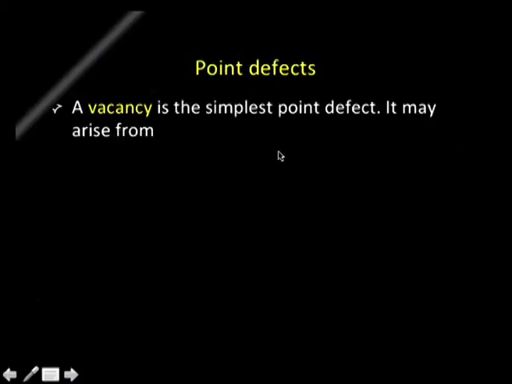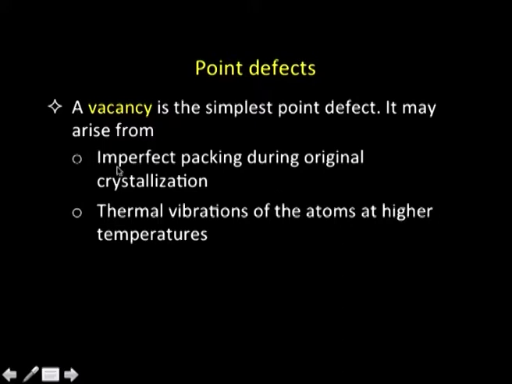Now, vacancy is the simplest point defect, and this can arise from imperfect packing during the original crystallization, or because of thermal vibrations of the atoms at higher temperatures. What can happen is, we have a lattice at a low temperature, everything is in order to a good extent, but if the temperature increases, the atoms are not stationary, they are vibrating at their positions. It may so happen that because of this energy coming from the temperature, some atoms might come out of their positions and create a vacancy. So, that is how a vacancy can be created. One is in the process of crystallization, second is because of thermal vibrations.